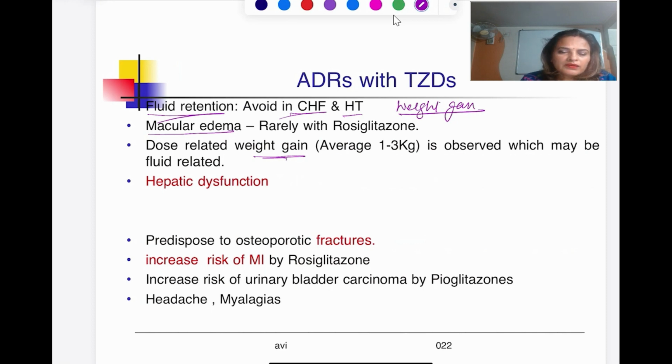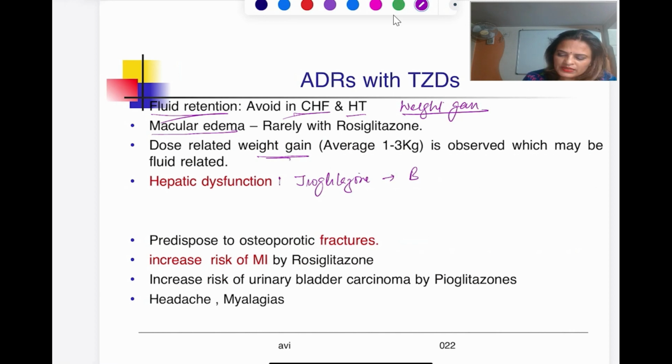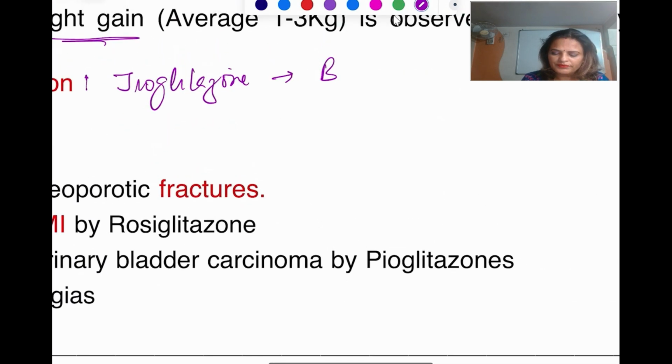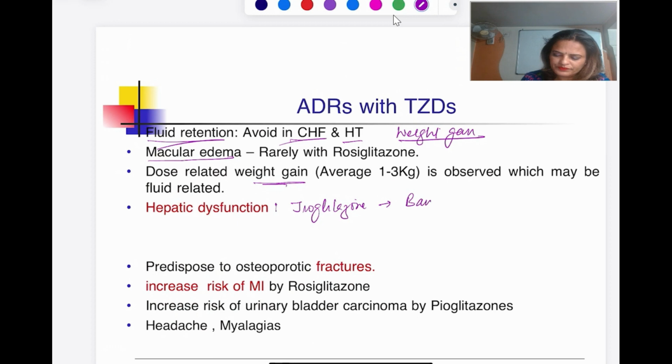Troglitazone, then rosiglitazone, and then another one is pioglitazone. But maximum hepatotoxicity is seen with troglitazone. Because of that, troglitazone is banned. Whereas if you are going to put the patient on pioglitazone, go for LFT.